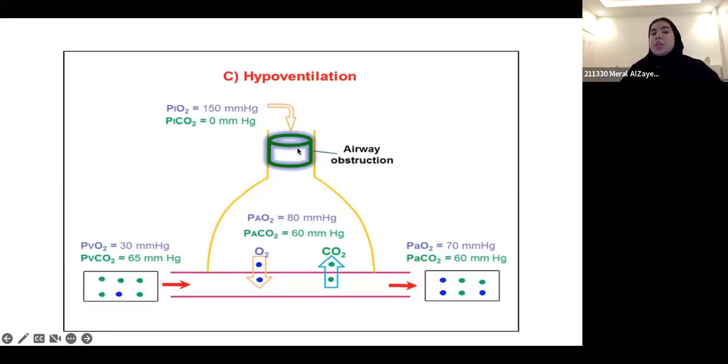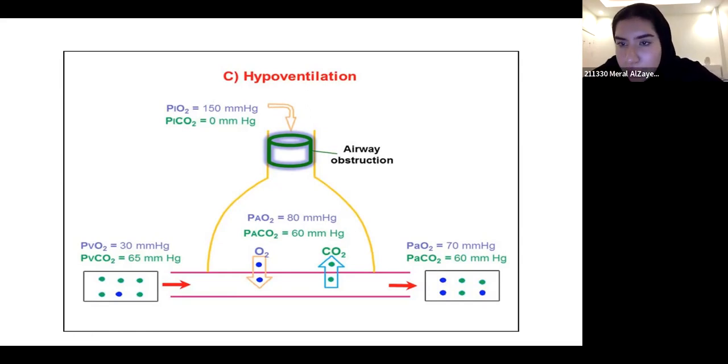So now that you understand the normal ventilation process, let's talk about hypoventilation and what happens in hypoventilation, and how it causes hypoxemia. Hypoventilation, from the word itself, means breathing less. So what happens with decreased breathing? The partial pressure of inspired oxygen will remain the same because the outside air is the same.